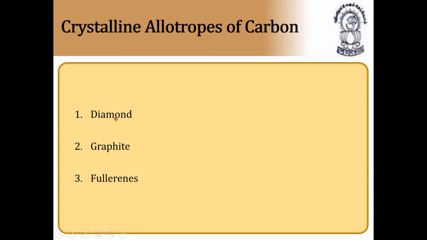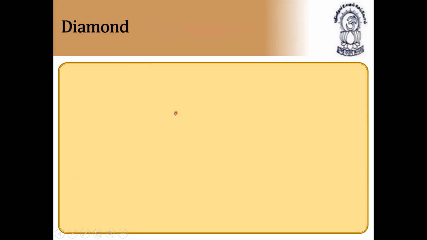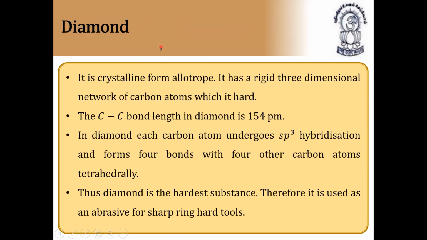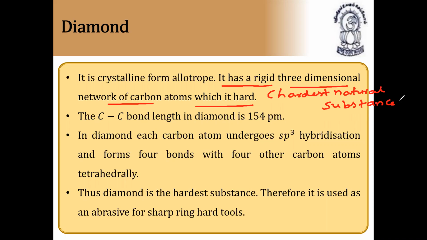Continuation. In crystalline allotropes we have diamond, graphite, and fullerenes. Let us see now diamond. It is a crystalline form of allotrope. It has a rigid three-dimensional network of carbon atoms, which makes it very hard. The hardest natural substance is diamond only. Natural means it is found by itself. So that's why the hardest natural substance in the elemental form is diamond.